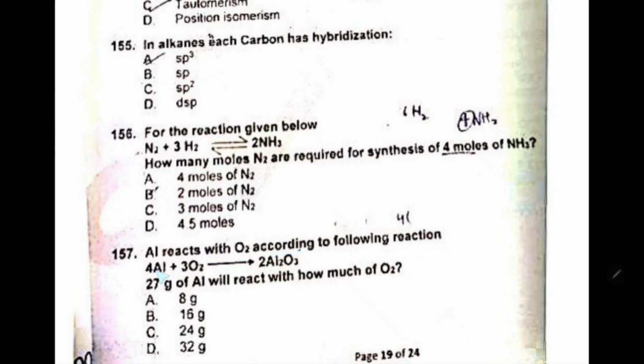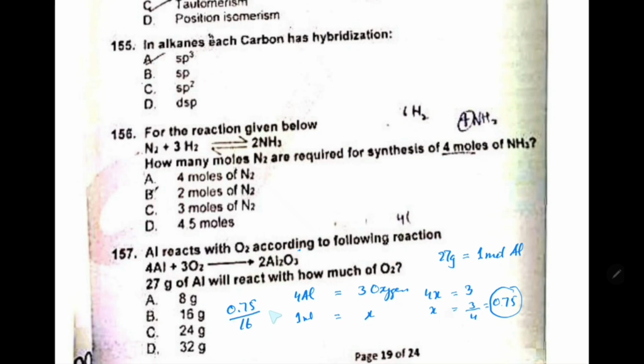Aluminium reacts with oxygen according to the following reaction. 27 gram of aluminium will react with how much of oxygen? Okay, 27 is the atomic mass of aluminium, meaning 1 mole of aluminium. In the equation, 4 mole of aluminium needs 3 mole of oxygen. This aluminium is taken as 1 mole. Now, 1 mole of aluminium will consume x mole of oxygen. Cross multiplication gives 4x is equal to 3. Now, x is equal to 3 by 4, which is 0.75. Now, we need the mass of oxygen. These are moles of oxygen. So, mass of oxygen will become the moles of oxygen, 0.75, multiplied by its mass.